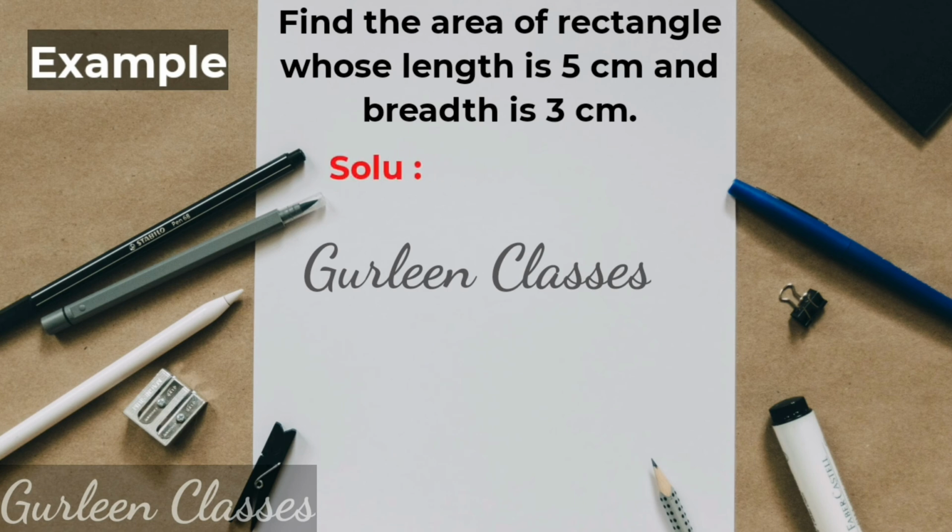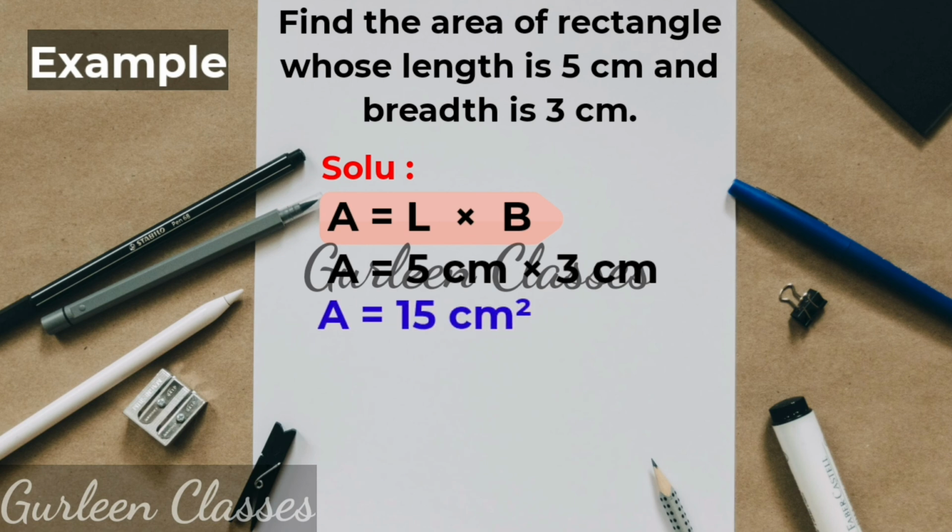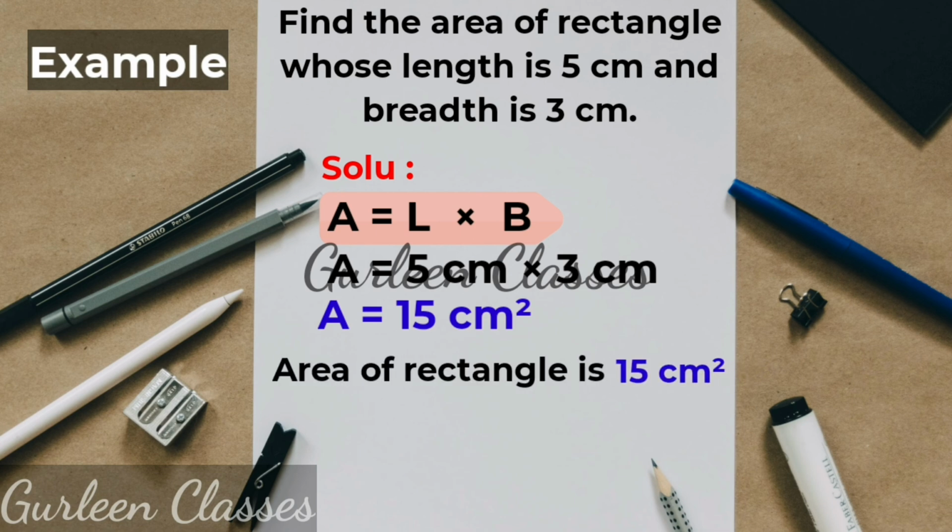Solution, A is equal to L into B. This is the formula of the rectangle. So L is 5 cm into breadth is 3 cm. So answer, 5 3s are 15. 15 centimeter square. Area of rectangle is 15 centimeters square.